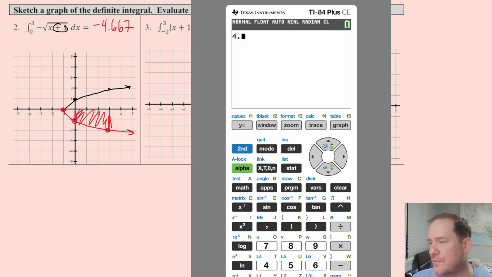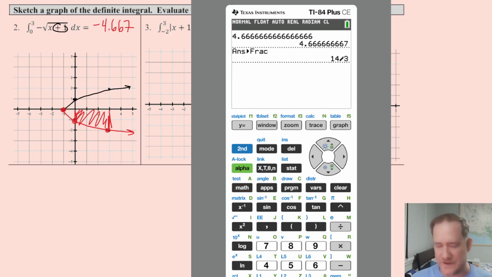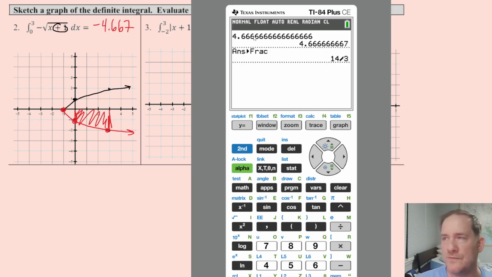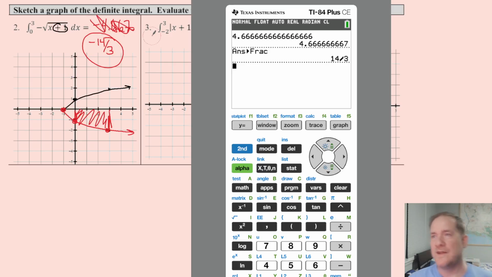4.6666666666666. You can always go math frac. Don't forget, convert this to a fraction. And if you really wanted to, you could give me your answer as negative 14/3. That would certainly be better. But when we're using our calculator, I won't really hold you to giving me exact values, I guess. The decimal would be fine. Negative 14/3 though it's just so much better than that. So try to give me the fraction if you can.